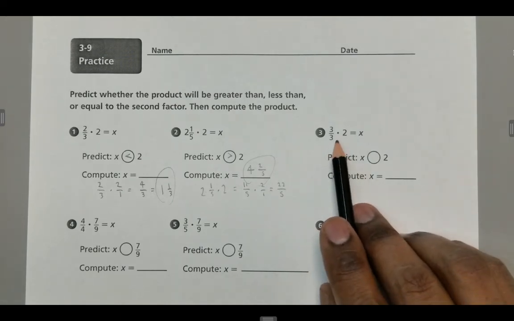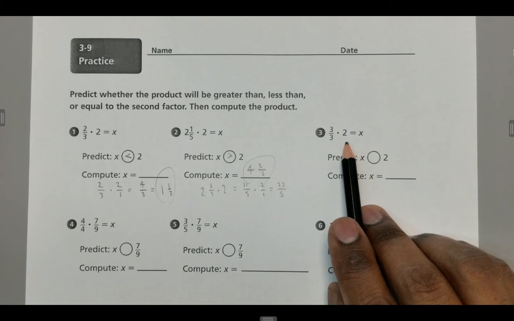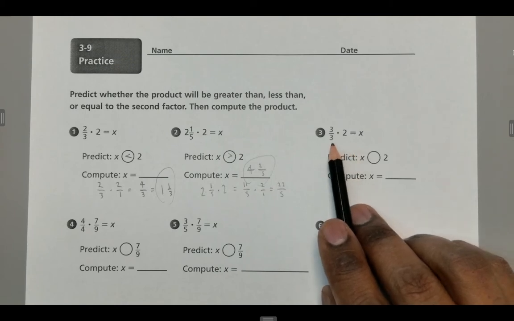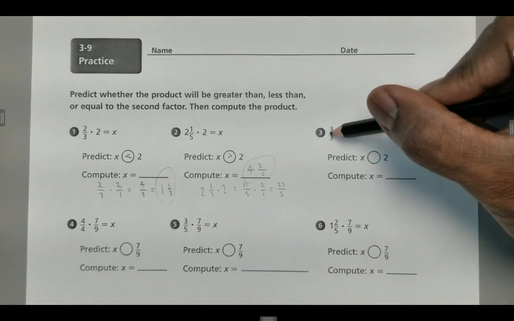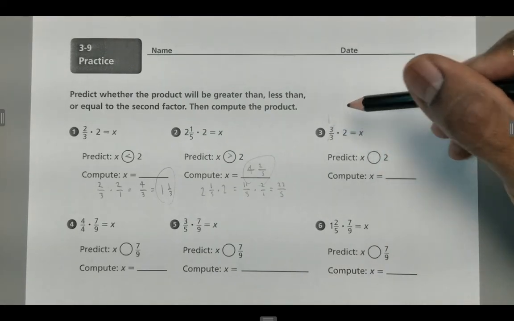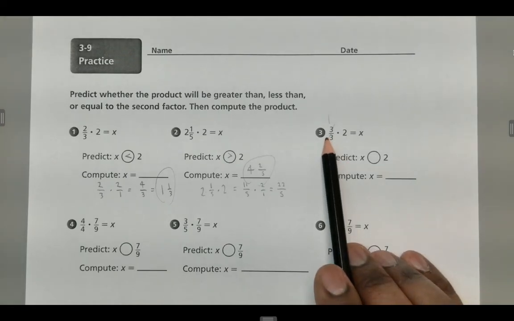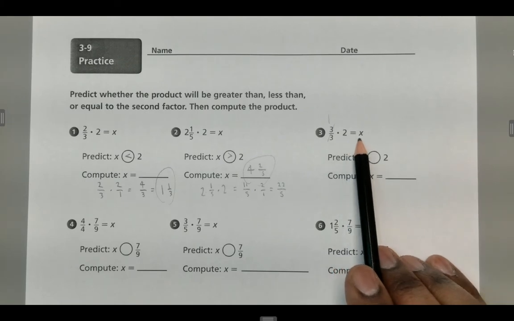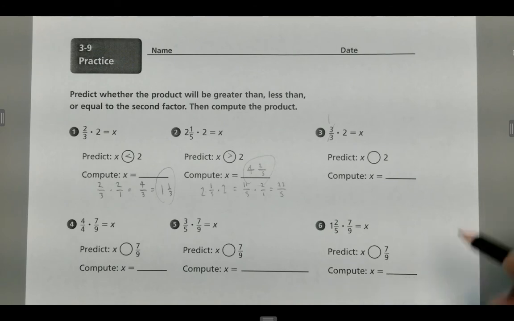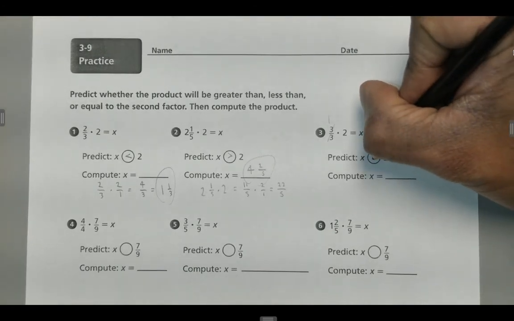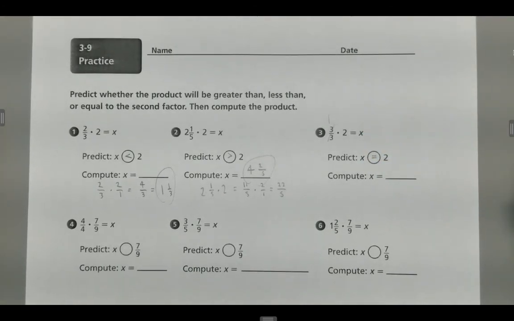Number 3, 3/3 times 2. What am I doing to 2? I'm multiplying it by 3/3, which is 1 whole. So what do you predict? If I'm taking 1 and multiplying it by 2, am I going to get an answer that's equal to 2, greater than 2, or less than 2? Well, in this case, if you said equal to, I think you're right.